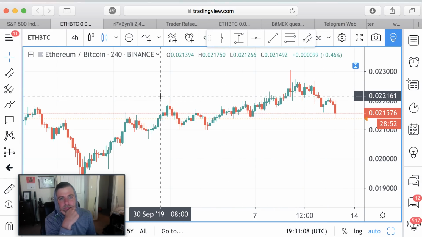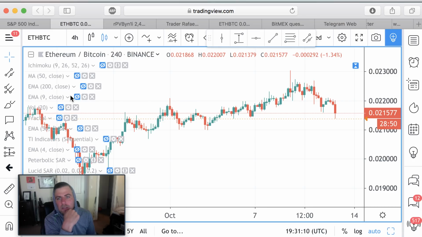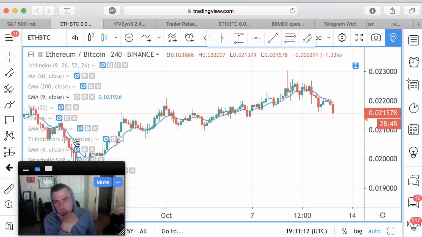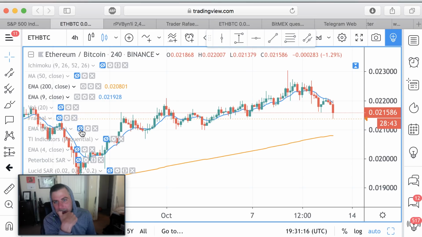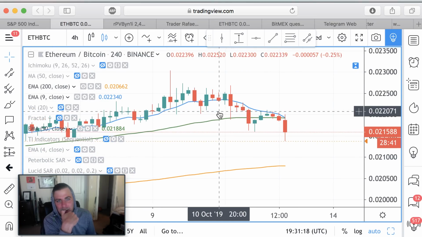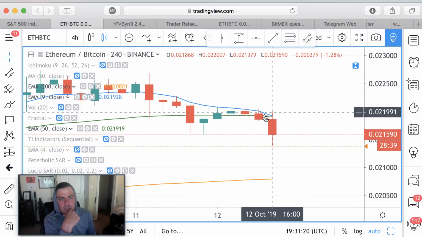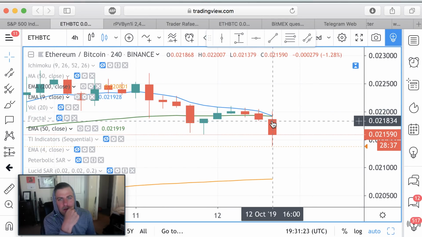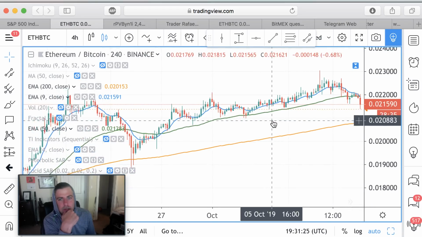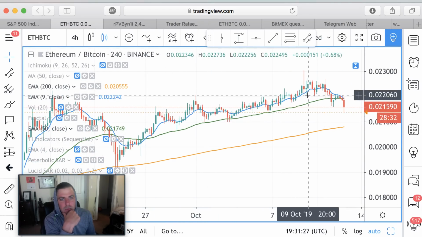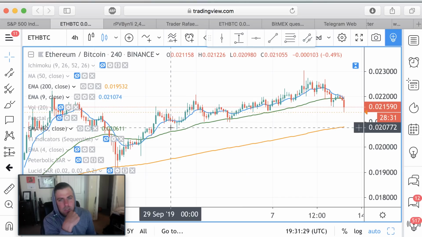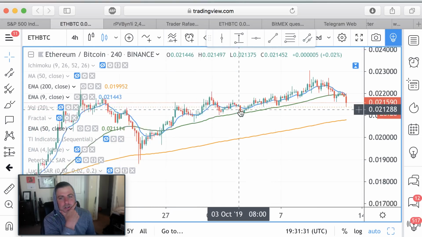Along with a potential moving average crossover right here. And we didn't have that anywhere through this action, so it does look like the tides are shifting.